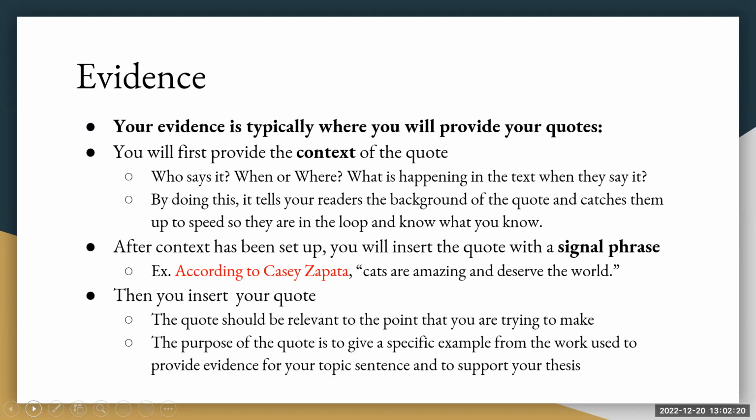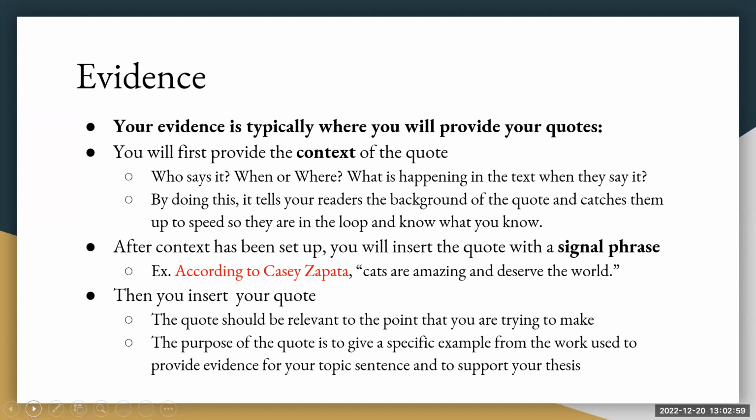Up next, we have our evidence. And this can be a quotation, a paraphrase, a summary of a secondary source. Your evidence will typically be where you provide your quotations. The first part of introducing your evidence is providing the context of the quote. Who says it, when or where, what is happening in the text when they say it. This lets your reader know the background or any necessary context of the quote and gets them up to speed for exactly how that fits into what you're doing with it and where it comes from.